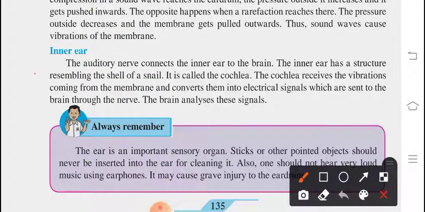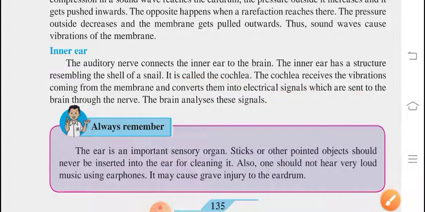Last is the inner ear. The auditory nerve connects the inner ear to the brain. The inner ear has a structure resembling the shell of a snail. It is called the cochlea. The cochlea receives the vibrations coming from the membranes and converts them into electrical signals, which are sent to the brain through the nerve. The brain analyzes these signals and obviously we can hear things.